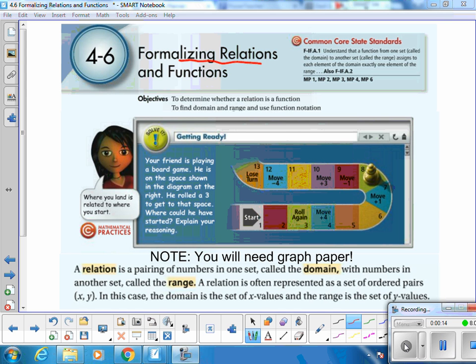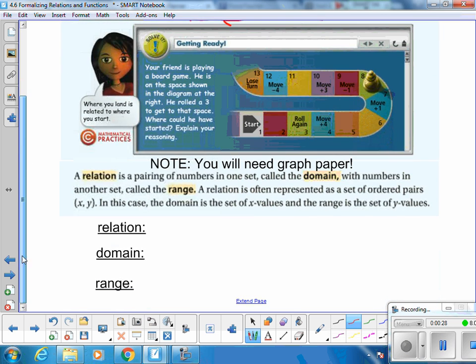Our objective is to determine whether a relation is a function. So we're going to look at relations and determine if there's a function. We're going to go ahead and find the domain and range. We need to be comfortable with what those are so we can find them. And then we're going to use function notation. To do this, remember, you're going to need some graph paper, so grab your graph paper, your packet. Make sure that's handy.